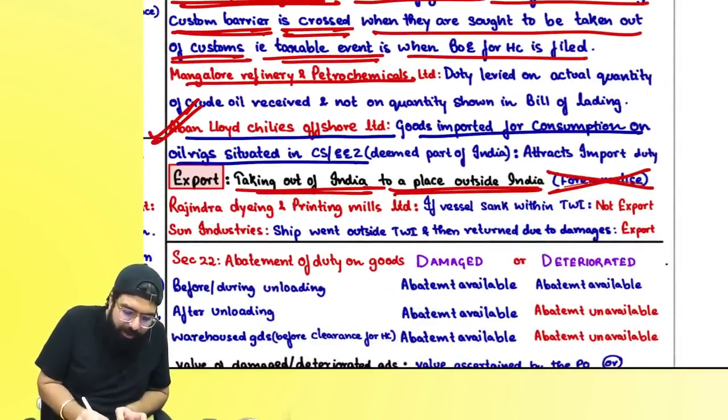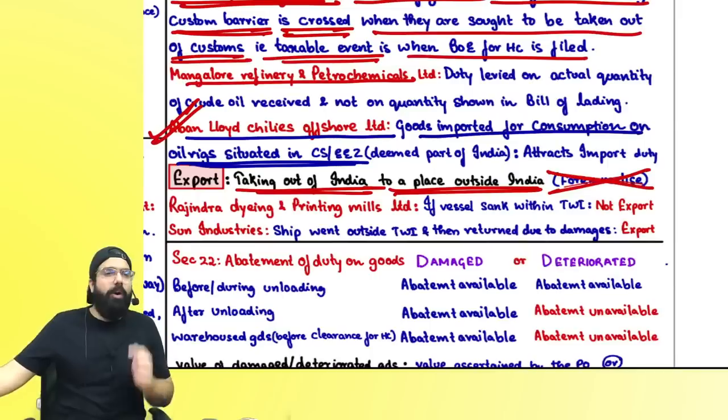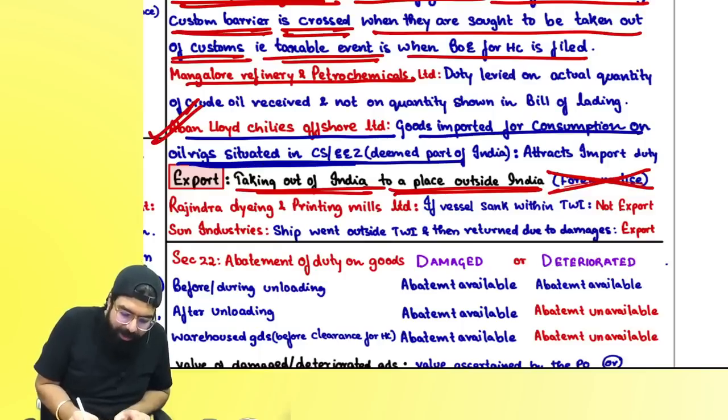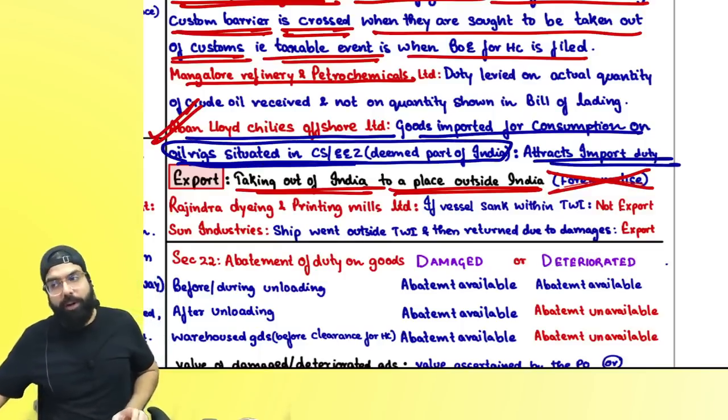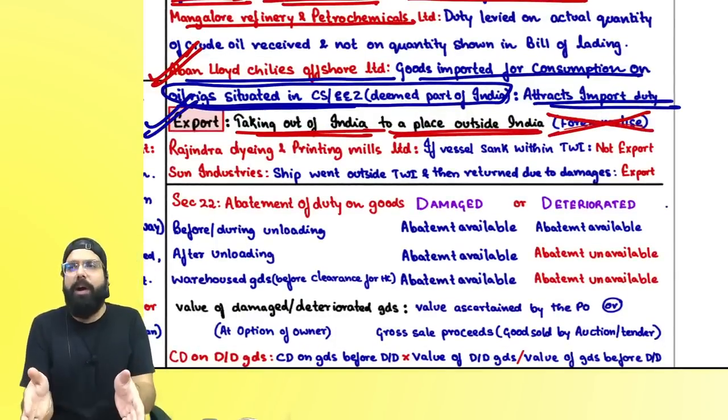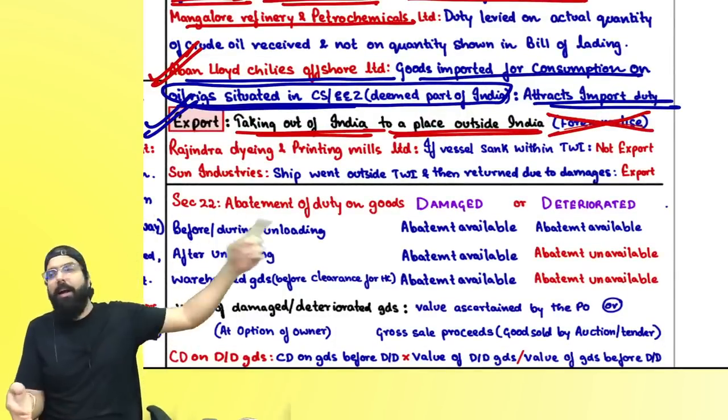Goods imported for consumption in an oil rig which is in the continental shelf or exclusive economic zone will always attract import duty, because oil rigs are treated as part of India. I hope everyone is clear. The next one is export. What do you mean by export, everyone? Export means taking goods from India to outside India.